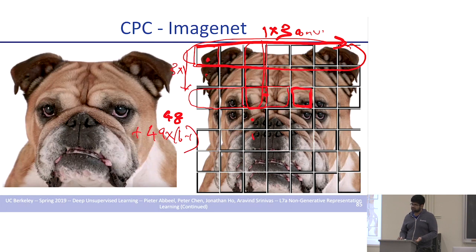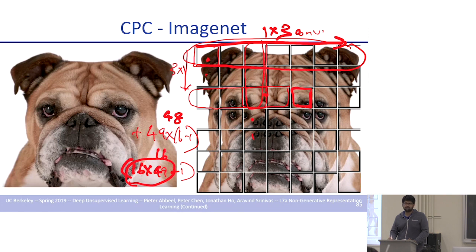So if you use a batch size of 16, you're basically going to get 16 times 49 minus 1 negative samples. So it's going to be a softmax over these many categories for every single batch in every grid. You have a bunch of true and false. You're running a big softmax over corresponding categories.